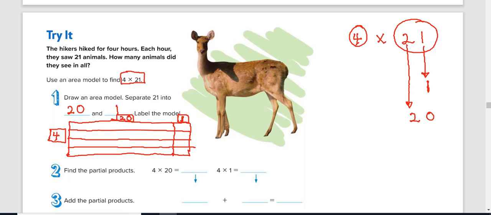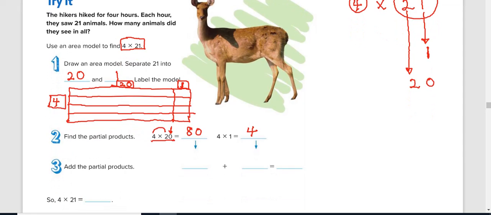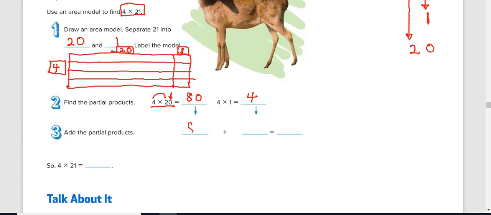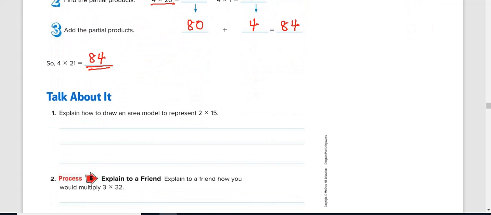So the next thing we're going to do is use the separated numbers to multiply 4. 20 will multiply 4 and 1 will multiply 4. So 4 times 20, remember, 4 times 2 is 8 with a 0. That's 80. And 4 times 1 is 4. The next thing is to add your partial products 80 and 4 to give 84. So 4 times 21 is 84. Good job. Let's take a look at another example.